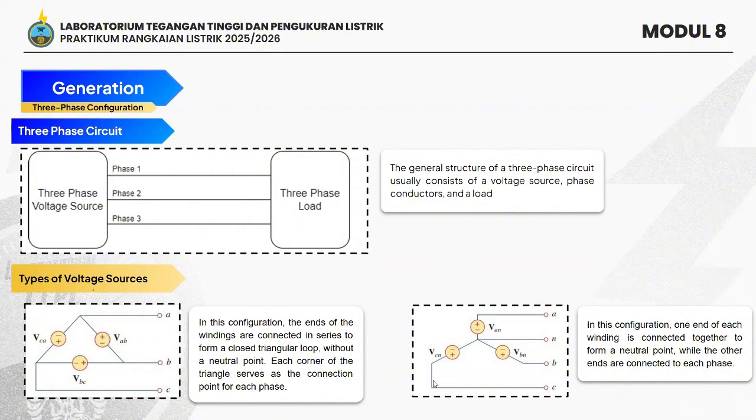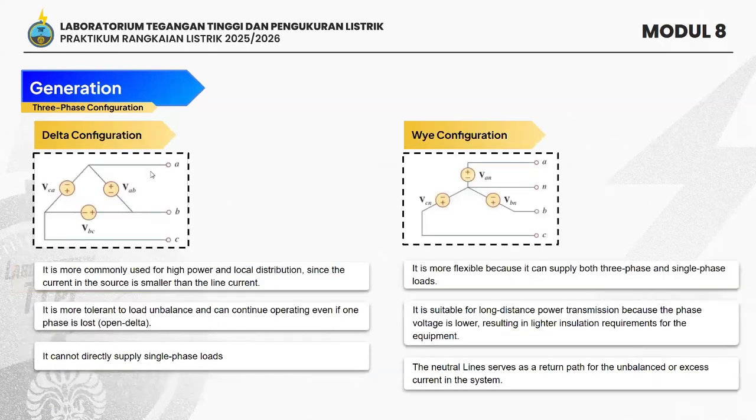And in this configuration, the windings are connected together to form a neutral point, while the other ends are connected to each phase. You can see this. The major difference between these two is that the Y configuration has a neutral line and the delta doesn't have a neutral line. You can describe it just with that. And this is the difference between the delta configuration and the Y configuration.